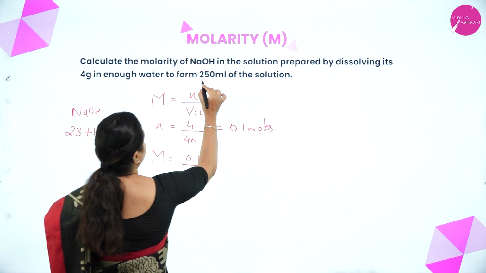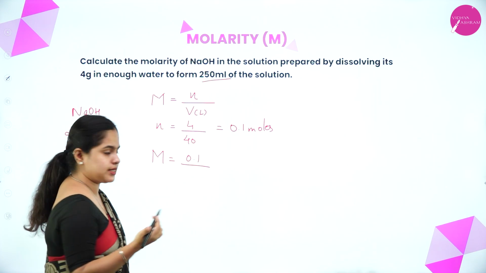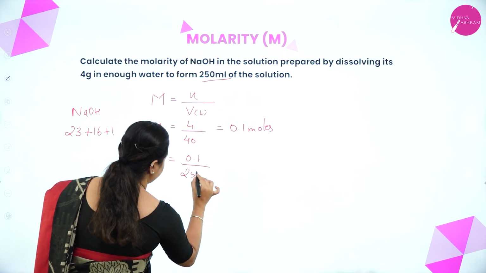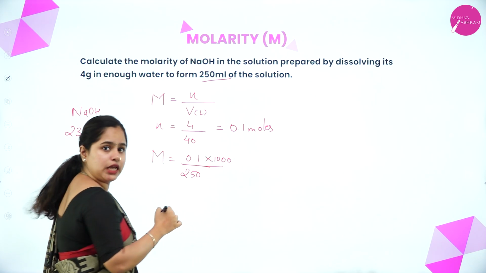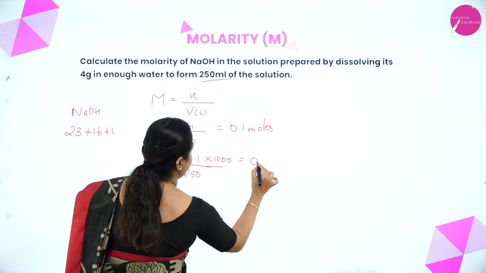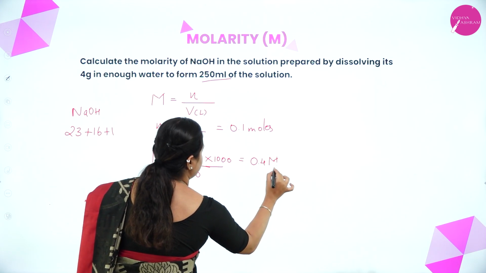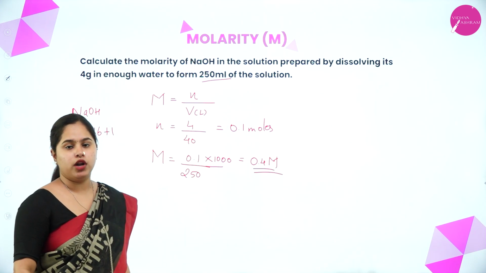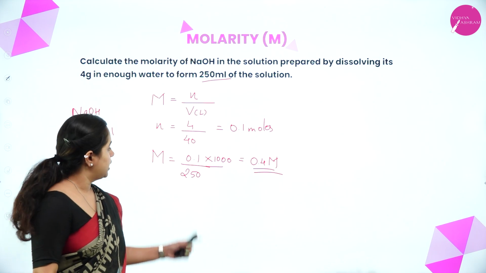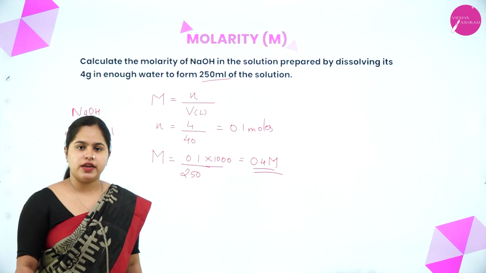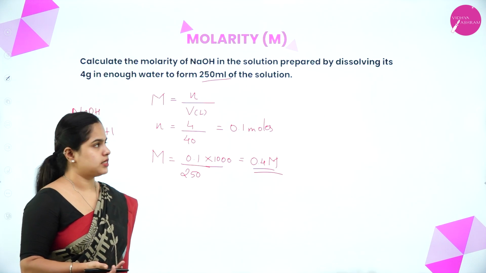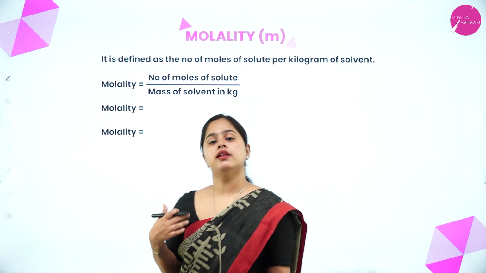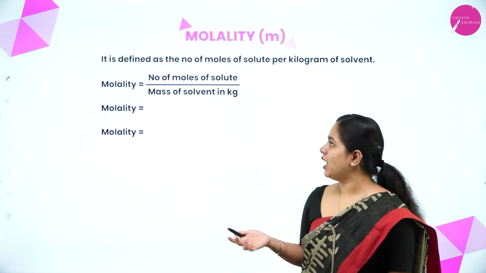The volume of solution is given in mLs here. So divided by 250, what do you have to do? Yes, multiplied by 1000. Clear? So which gives you 0.4 molar. So yes, you calculate the molarity of solution. Since it is given in ml, that is why I multiplied it by 1000 in the numerator. Clear? Now let's move on to the last concentration term, molality.